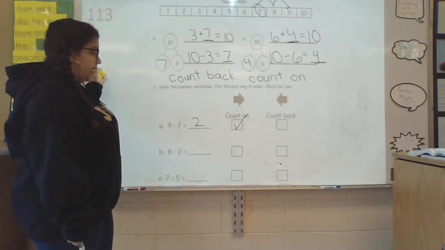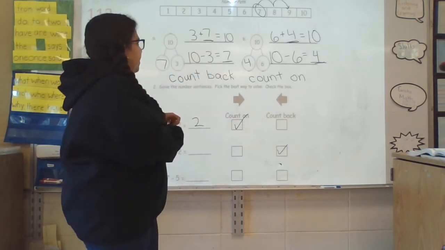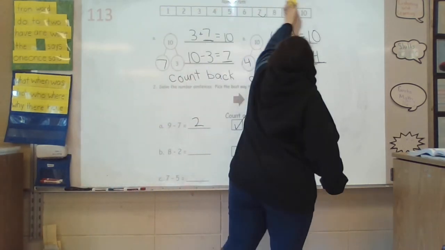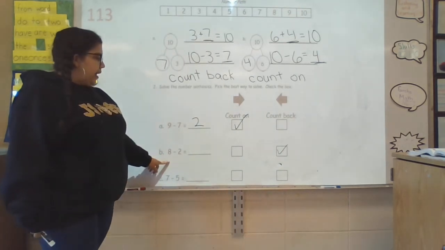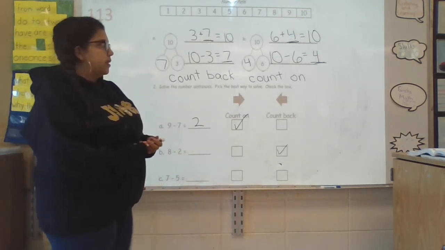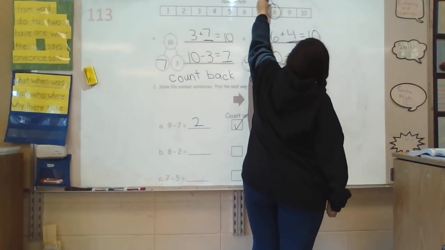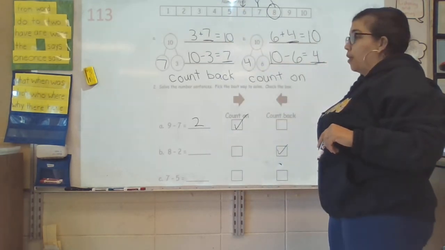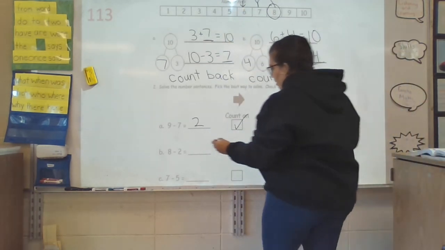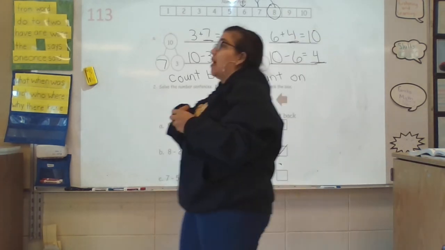8 minus 2 is equal to blank. Well, this time, let's count back. We're going to count back this time and watch what happens. We're going to start at the whole, and we're going to hop back the number of hops it suggests. 8 minus 1, 2 lands us on our other part, which is 6. Good job.